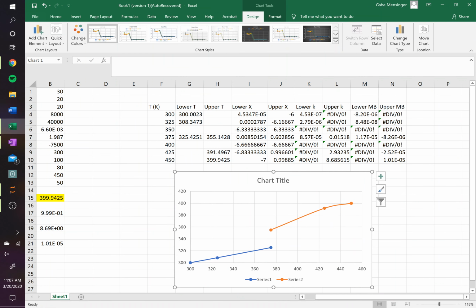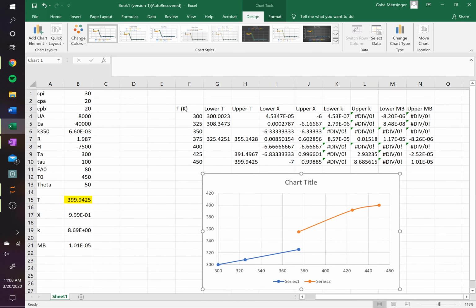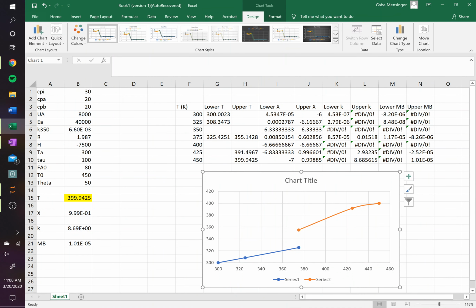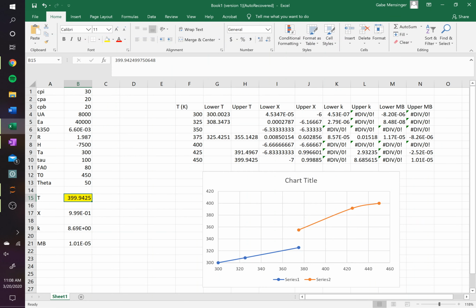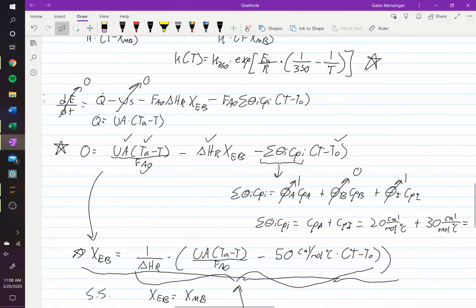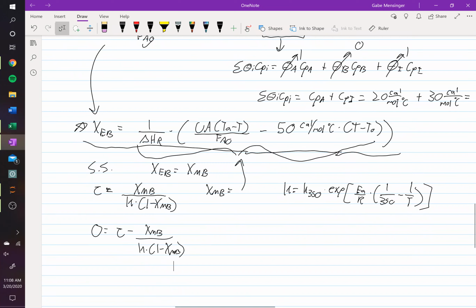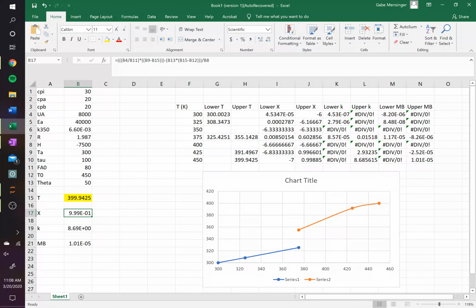What cells are you putting into GoalSeek? So going back to part A, ultimately what I'm trying to find is T. And I've set it up so that my mass balance, this guy right here, I want it to be equal to 0. My reaction rate constant K and my conversion X are functions of temperature, so this is also indirectly a function of temperature. By setting this guy to 0, this will change T.